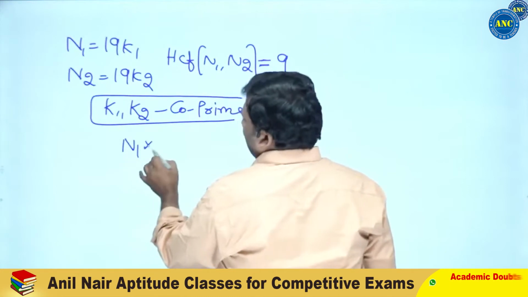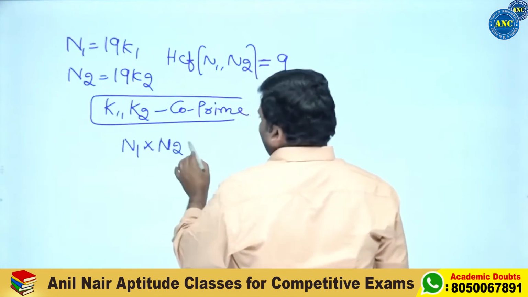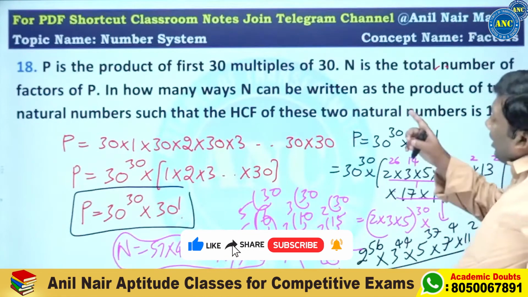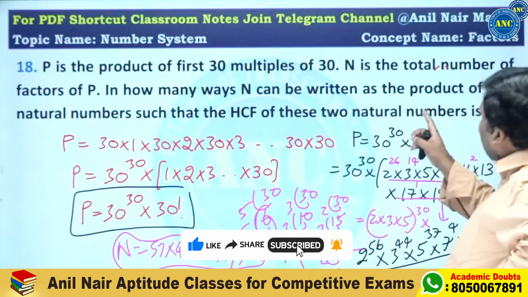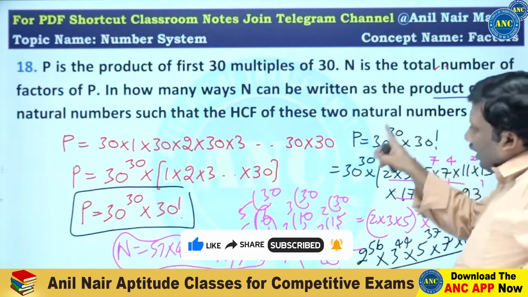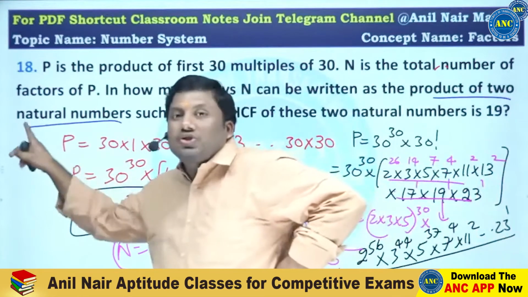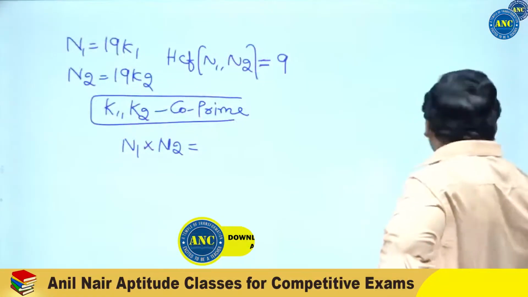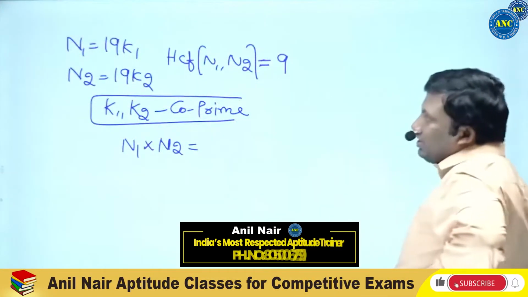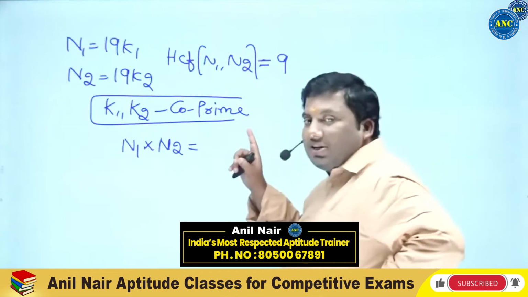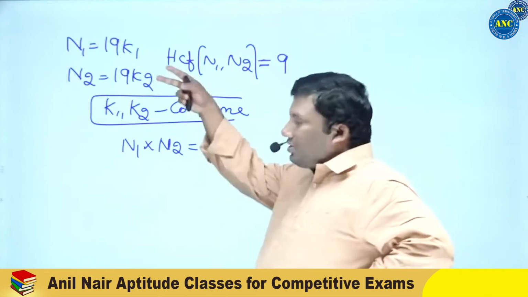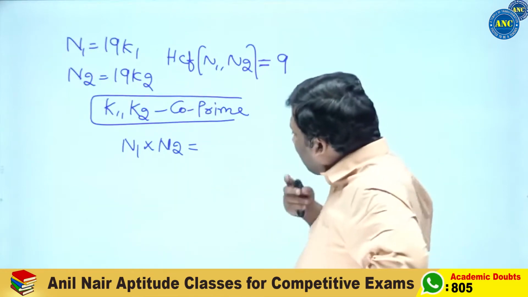N1 into N2. Please read the question. In how many ways can n be written as the product of two natural numbers? What are the two natural numbers? N1 and N2, where N1 is 19K1, N2 is 19K2. Two natural numbers whose product is equivalent to n.